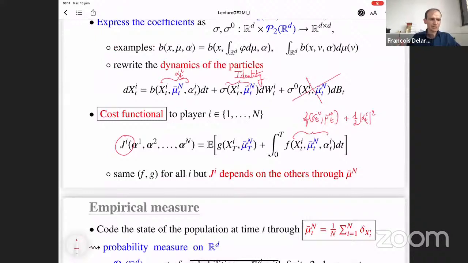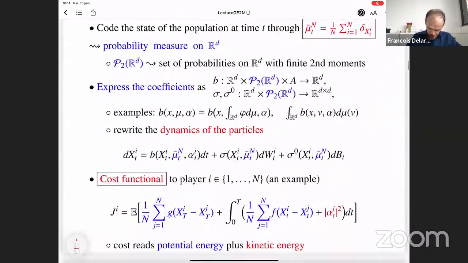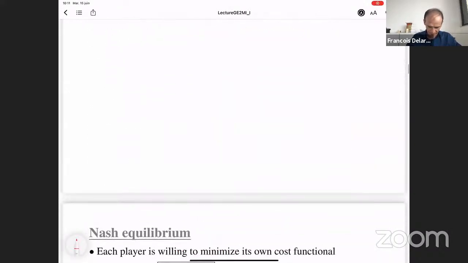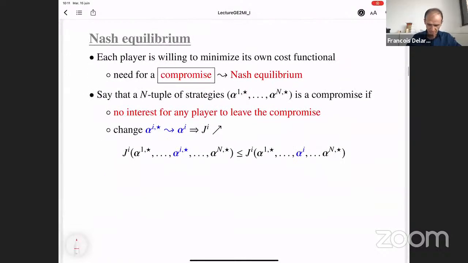As I showed you yesterday, when you want to minimize, you change your velocity, you change your control. And so the others are going to react. And at the end of the day, you need to find some equilibrium. So this was the example we had yesterday for the cost functional. This was what I called a potential energy inside the cost functional. Well, then we introduced the notion of Nash equilibrium.